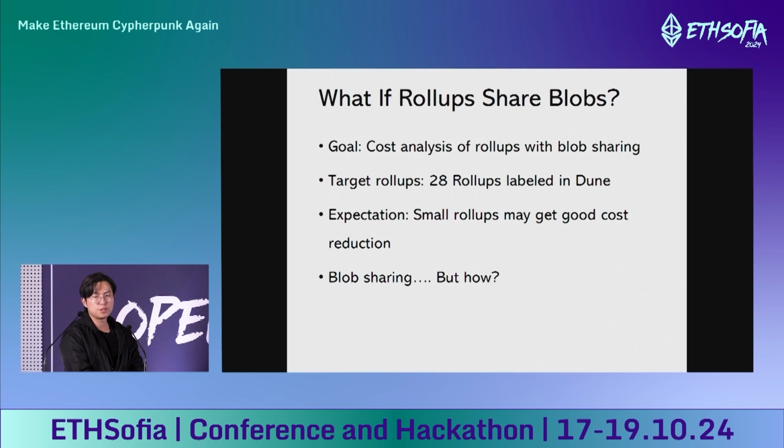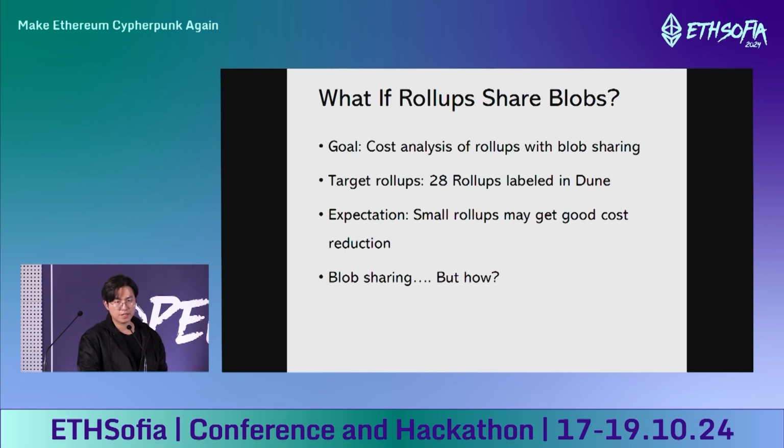The question was: what if rollups share blobs? The goal of this mini project was a cost analysis of rollups with blob sharing. The target rollups are 28 rollups labeled in Dune, because I could easily analyze that data. My expectation is that small rollups may get really good cost reduction, just small rollups and not big rollups, because big rollups are already using blobs very efficiently.